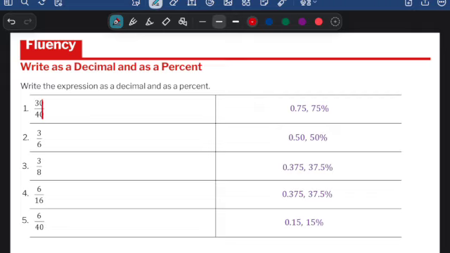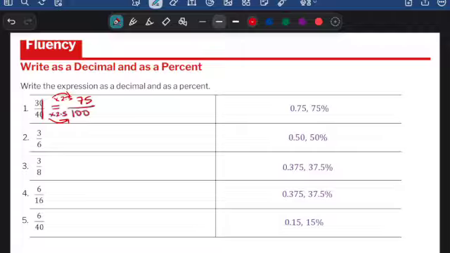We could also convert the fraction to a part to whole ratio where the whole is 100 because that's what percent means, per 100. So what do we do to 40 to get it to be 100? Well, we have to multiply it by 2.5. And if we multiply the denominator by 2.5, we have to do the same to the numerator. We would multiply the top by 2.5. And that would get us 75 over 100, which is 75%.